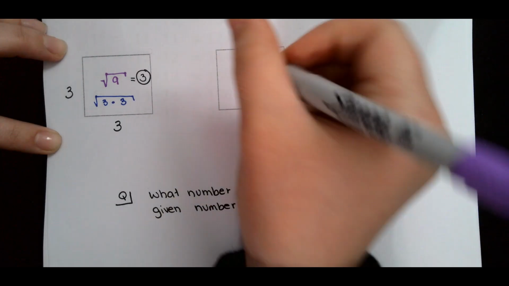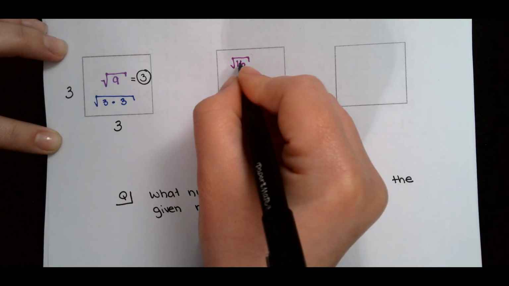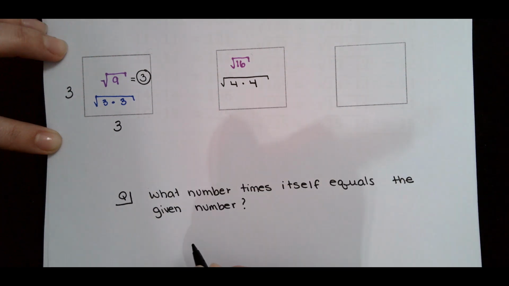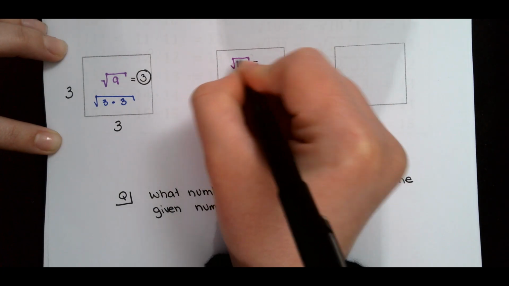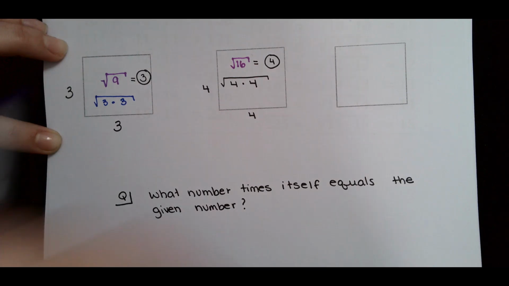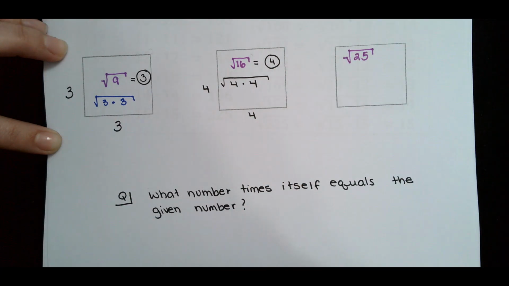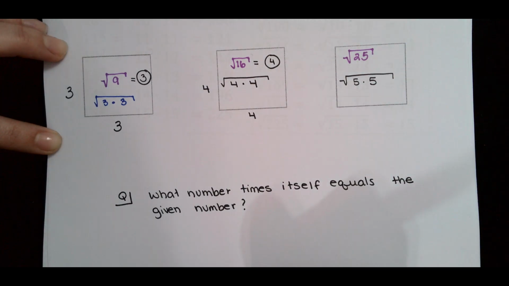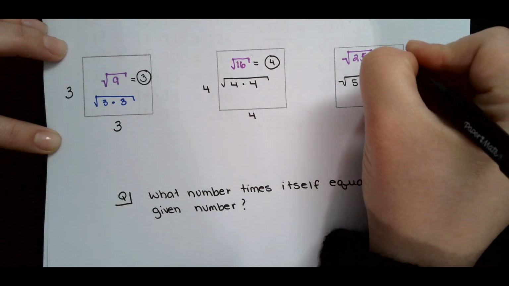Let's say we have the square root of 16. Let's break apart 16. What number times itself? 4 times 4 is 16. That means the sides of my square are 4 and 4, so the answer to the square root of 16 is 4. Now let's do the last one. What is the square root of 25? Let's find out what number times itself gives us 25. That's 5 times 5. The sides of my square are 5 and 5, which means my answer is 5.